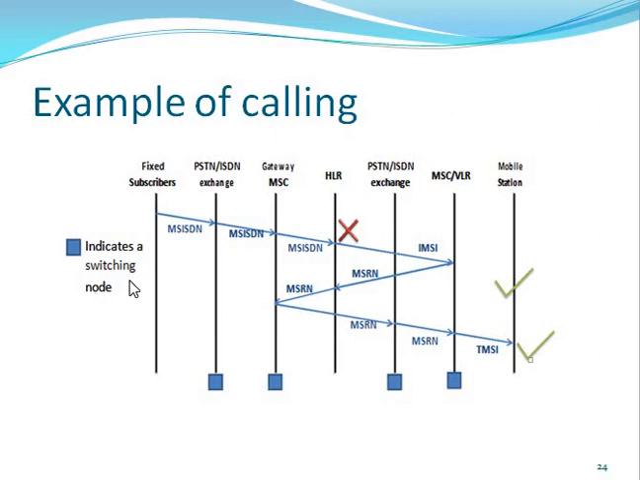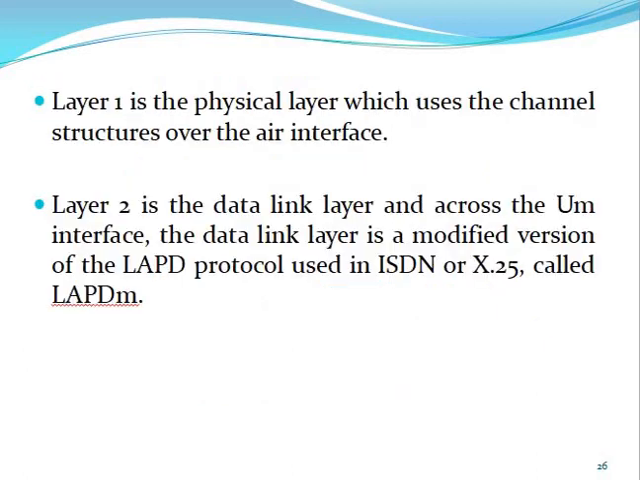So this indicates the switching node. If you move from the fixed subscriber to another, at that time your location is moved, all the MSC mobile station is moved, and all the calling information regarding the PSTN exchange is moved for the particular station. So this is all the calling information.